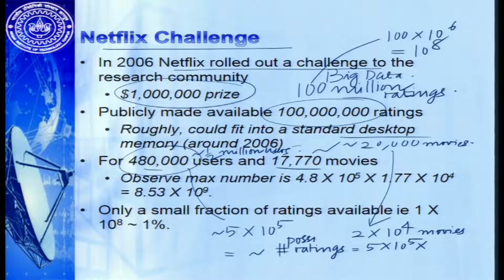I will clarify this in a moment. That is approximately 10 power 10. So the approximate number of possible ratings equals 10 to the power of 10. Now this is the number of possible ratings, but the actual number of ratings is only 10 to the power of 8. The reason is very simple: you have 500,000 users, you have 20,000 movies, but each user has not seen every movie, right? Each user has probably seen a fraction of the movies, maybe 100 or 200 movies and so on.